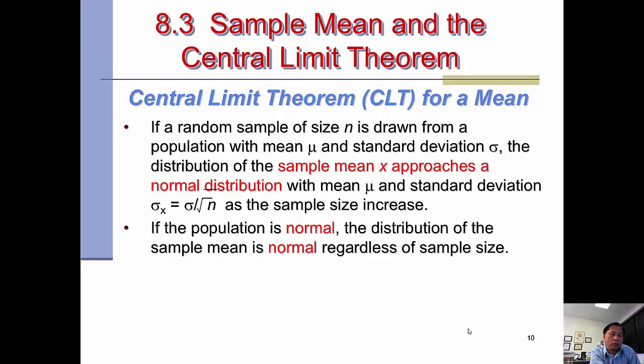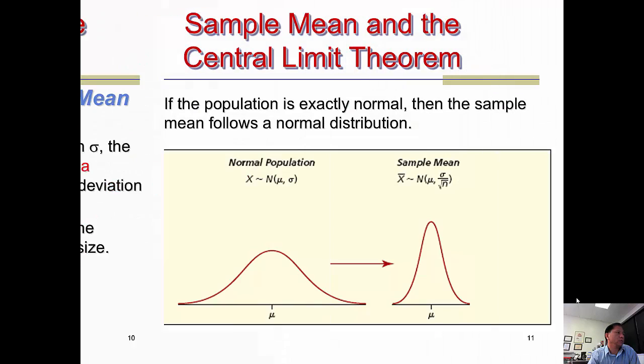We studied the normal distribution in chapter 7. Now, if the sampling distribution follows a normal distribution, we can use the normal curve and the normal distribution table. Remember the z-score, the standard normal, to make an estimation. So if the population is normal, the distribution of sample means is normal, regardless of sample size. That's a great theorem. That's very useful.